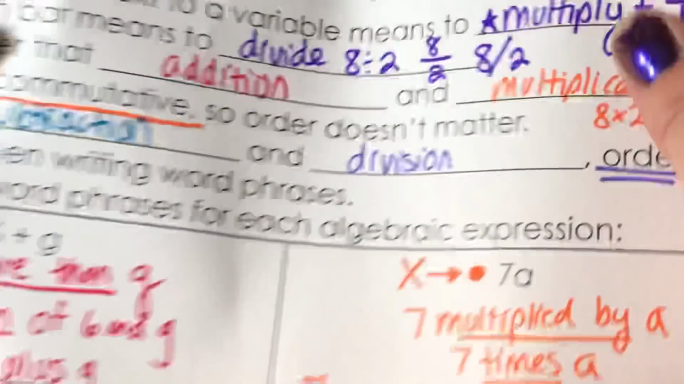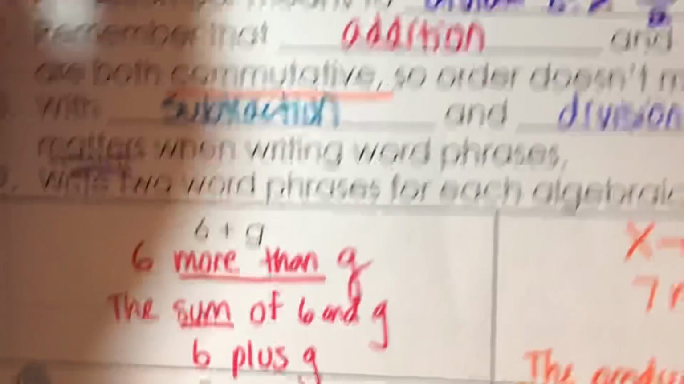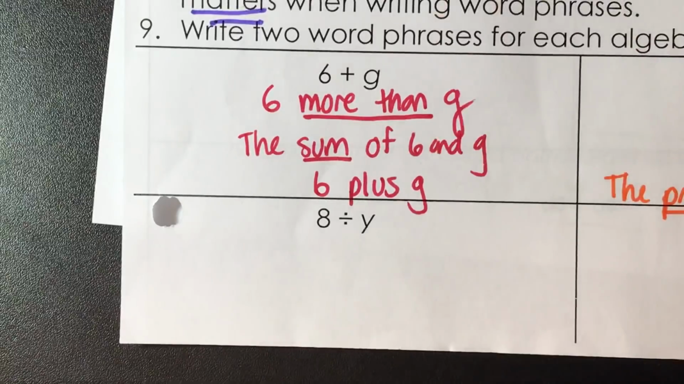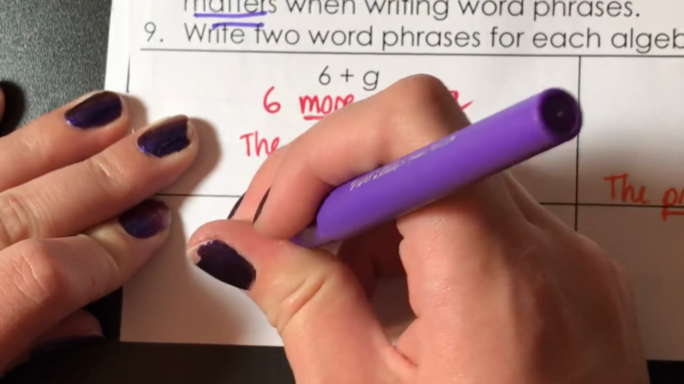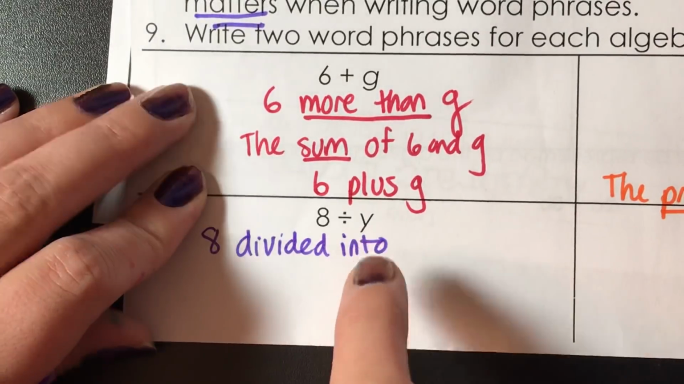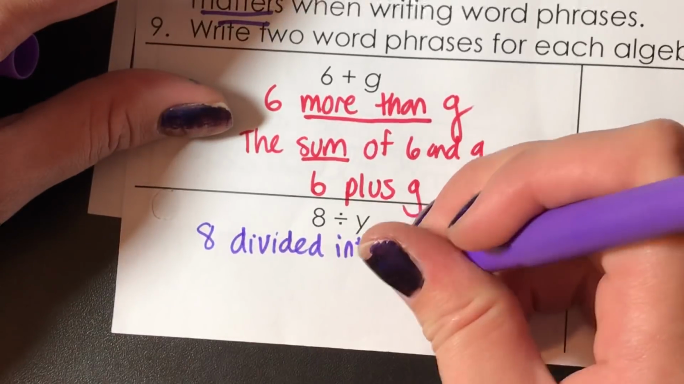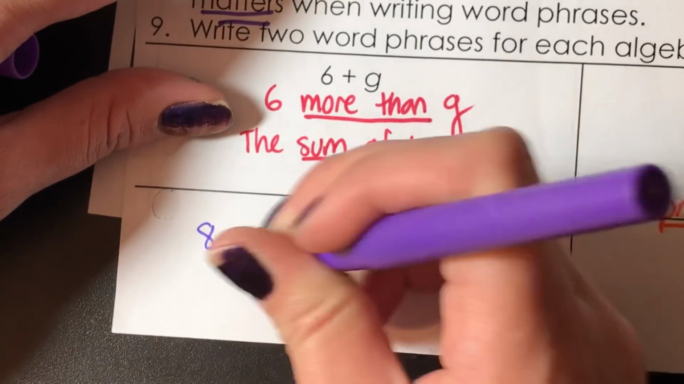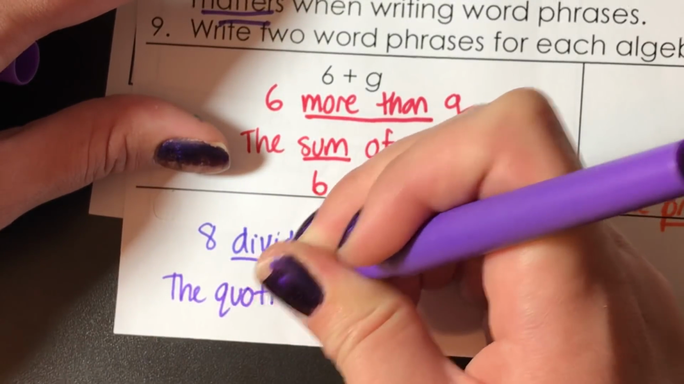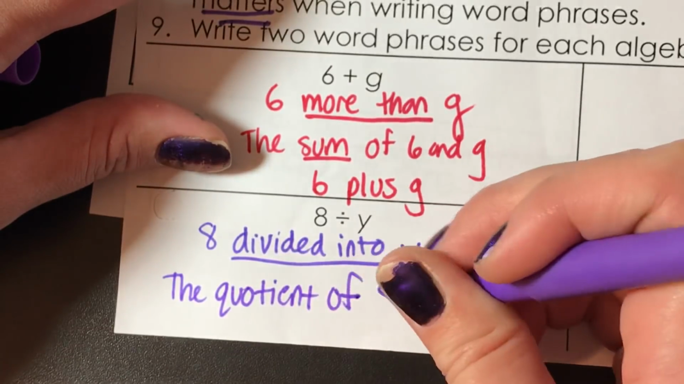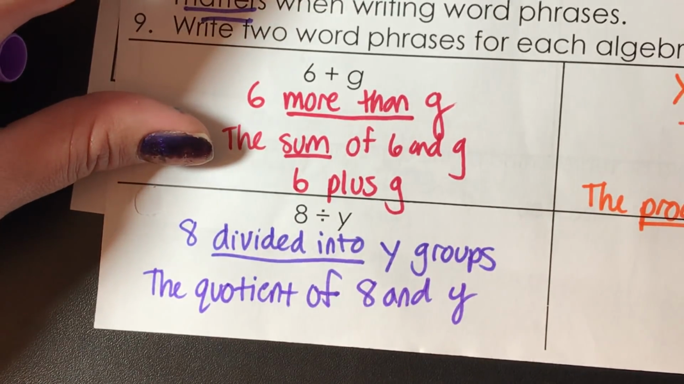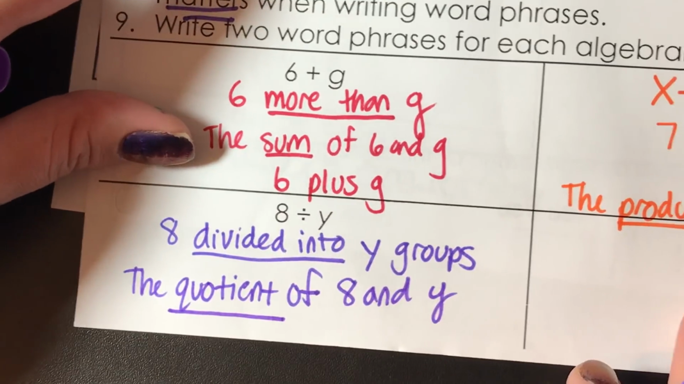All right, jumping down here, we are dividing. So some clue words I could use would be 8 divided into, well, I don't know that number, so I'm just going to put the variable. 8 divided into Y groups, or the quotient of 8 and Y. Those are the two main ones I think of when I'm dividing.